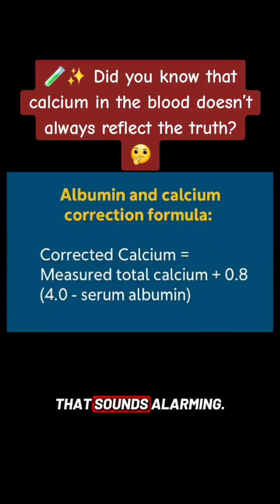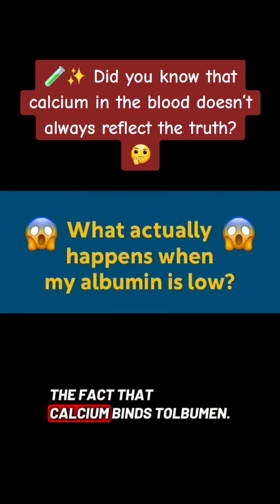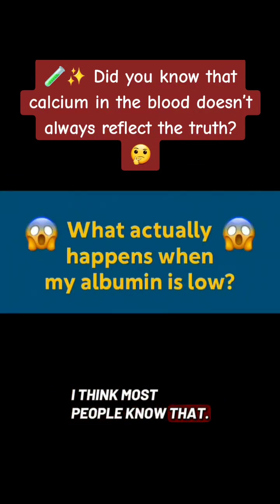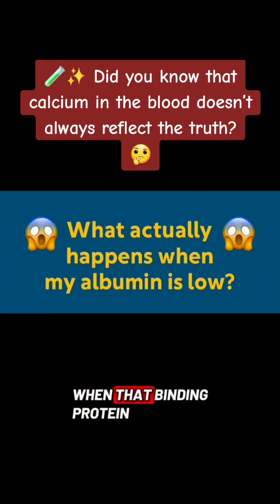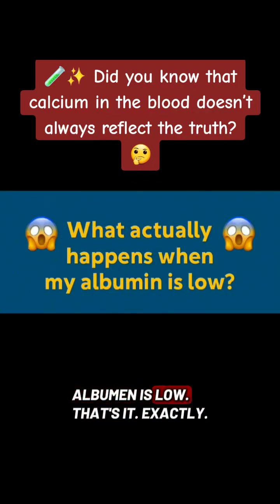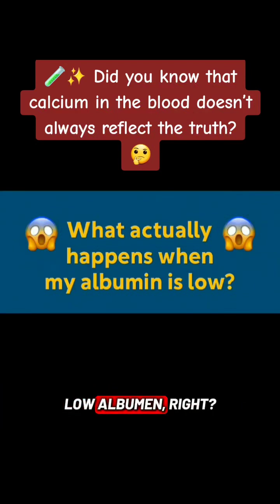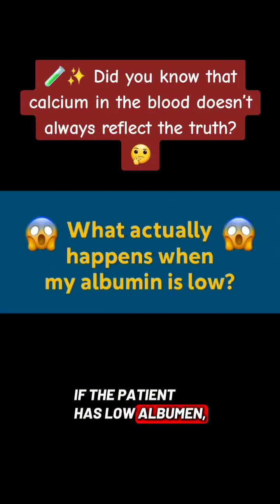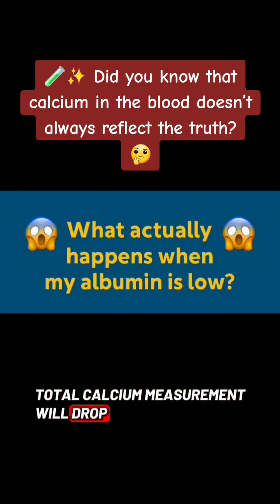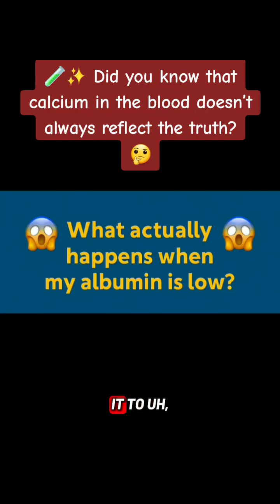That sounds alarming. So we're not just talking about the fact that calcium binds to albumin. I think most people know that. We're talking about what happens clinically when that binding protein albumin is low. That's it, exactly. The problem is something called hypoalbuminemia, low albumin. Right. If the patient has low albumin, the total calcium measurement will drop simply because there's less protein for it to hold on to. So it's an artificial drop.